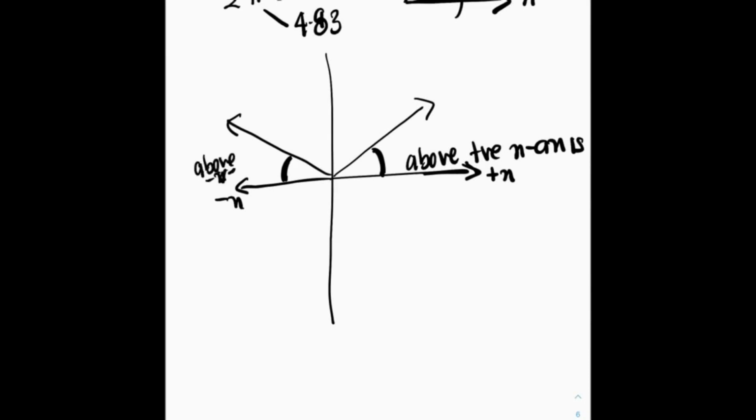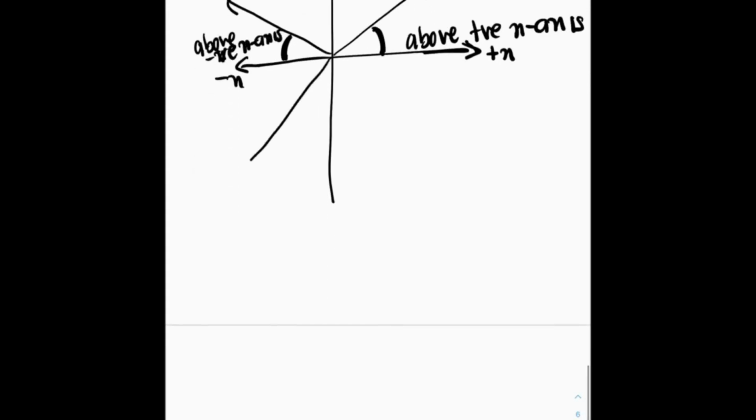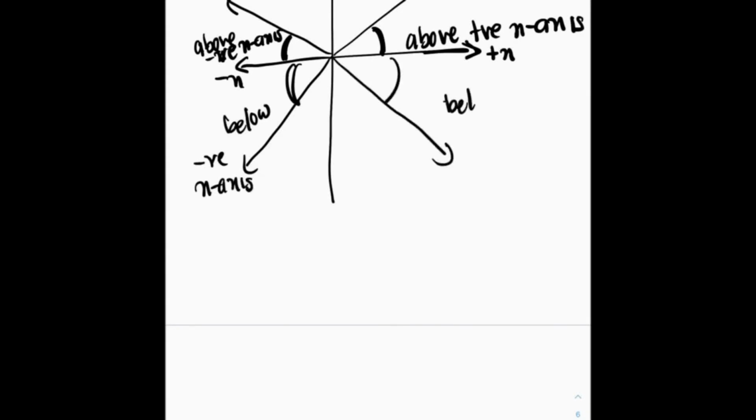negative x-axis. If anything below here, below negative x-axis. If anything here, below positive x-axis. So before we look further into the question just now, let us attempt an example on resolving vector.